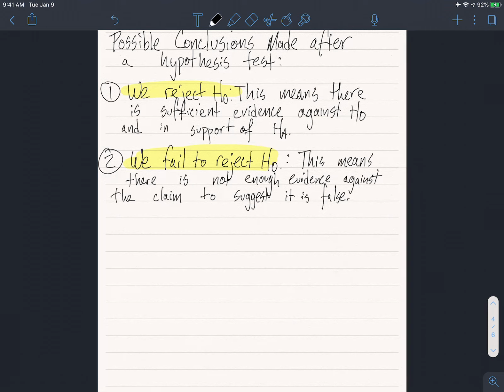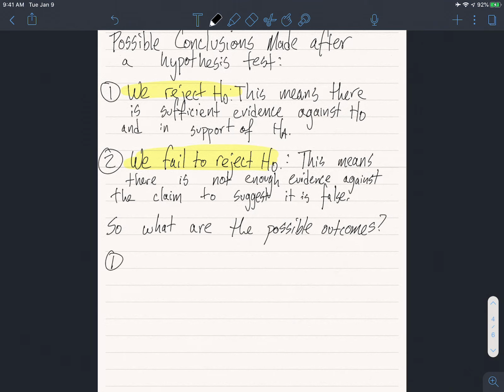So these are the two conclusions you can make. You either outright say, nope, I'm rejecting the null hypothesis, or you can't reject the null hypothesis. And with this comes some mistakes we can make. So what are the possible outcomes? There are 4 possible outcomes that can be made.